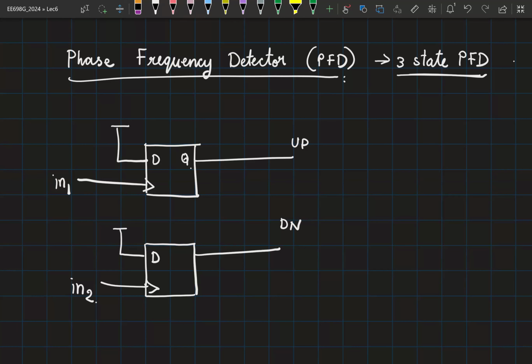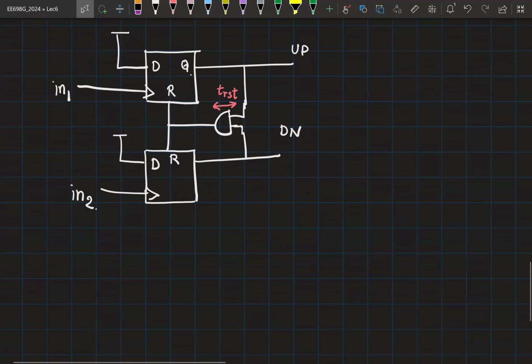So we need a mechanism to reset it. So how we reset it is as follows. We take up and down. And whenever both up and down become 1, this situation you can detect using an AND gate, you will come back and reset both the signals. Okay. Now let us also assume that this AND gate has a delay given by T reset. Right? This delay is essential for us to plot the waveforms, which is why I'm putting it here. You can assume that the rest of the modules do not have any delay associated with them.